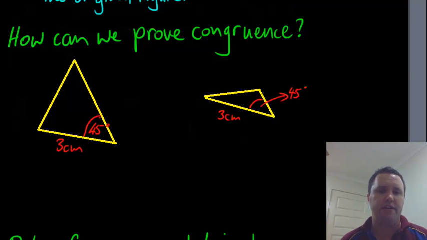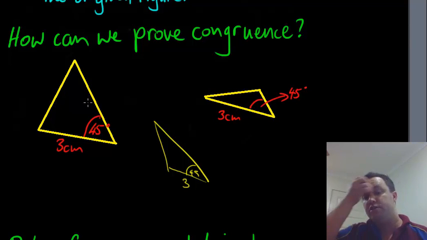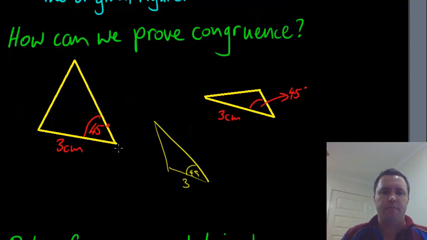And if I like, I can even go, right, here's our 3 centimeters, this is going to be 45, and that. Again, I've made 3 completely different triangles here that all have a 45 degree angle, with one of the sides right next to it being 3 centimeters. So we can't just go with that much information.